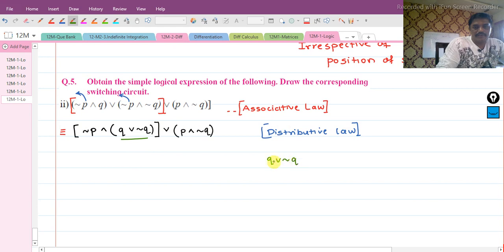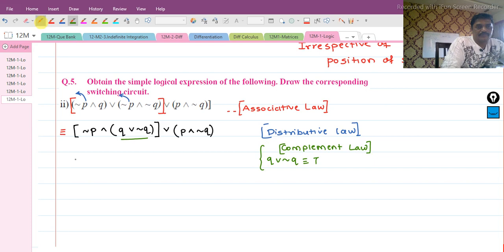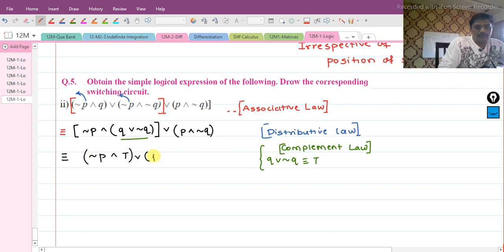नाउ दिस इज गोइंग टू गिव मी समथिंग। व्हाट इज क्यू और नेगेशन क्यू? ये ट्रू होगा तो ये फॉल्स होगा, तो इट्स गोइंग टू बी ट्रू। दिस इज कॉल्ड एज कॉम्प्लीमेंट लॉ। आर यू अंडरस्टैंडिंग दैट? आप लोग वो टेबल आपके सामने रख सकते हैं। तो ये क्या बन जाएगा? दिस इज गोइंग टू बिकम नेगेशन पी एंड ट्रू or P and negation Q.